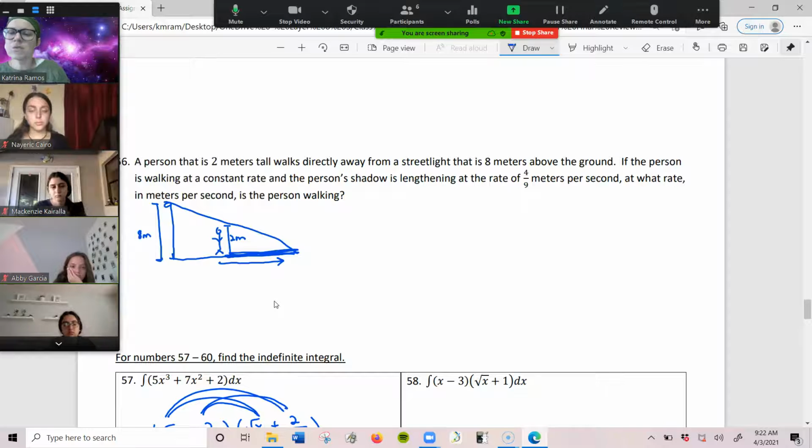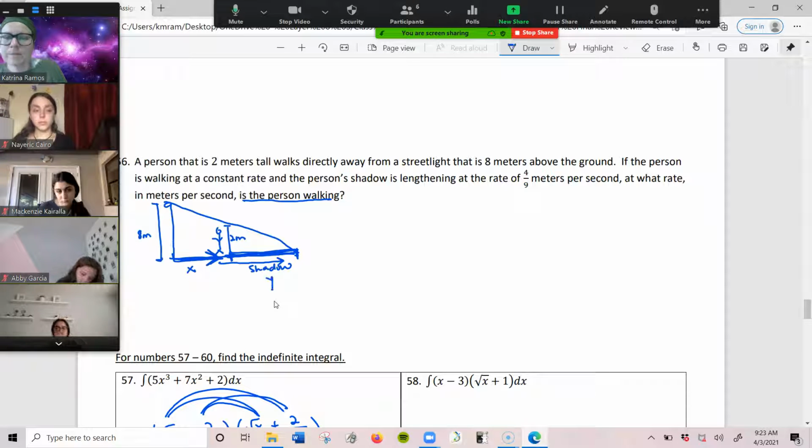All right, so then you assign some variables. Now we're trying to figure out the rate at which the person is walking. This is the person walking away. I'll call that x. Is that okay? And then this is right here, the shadow.